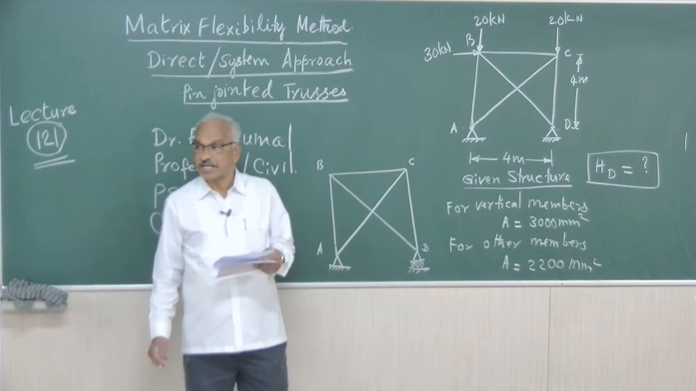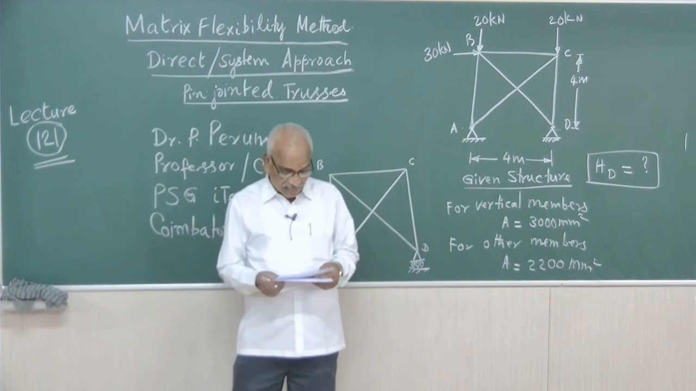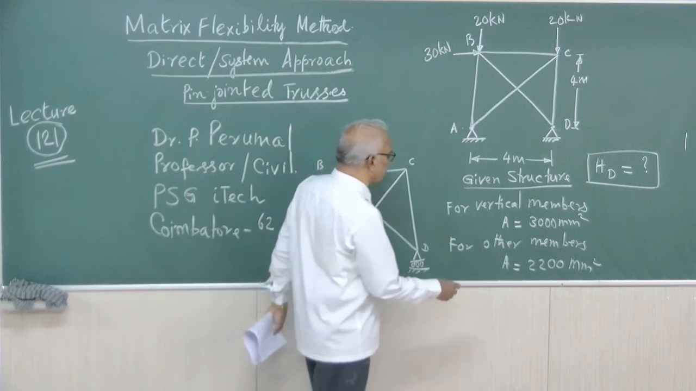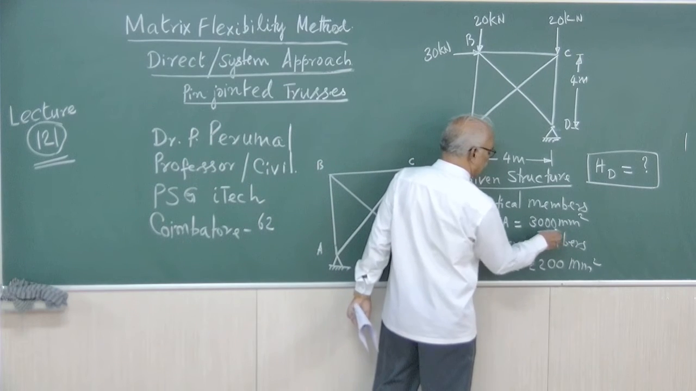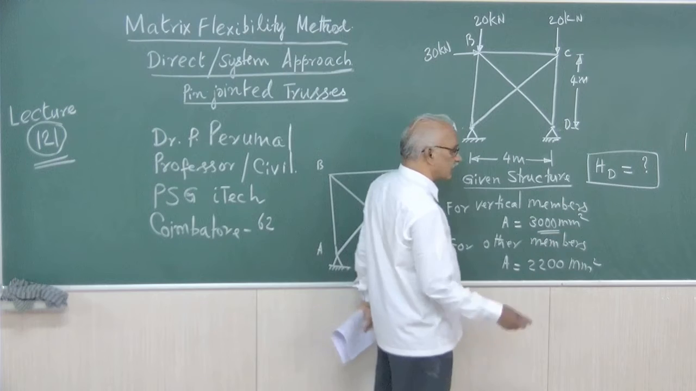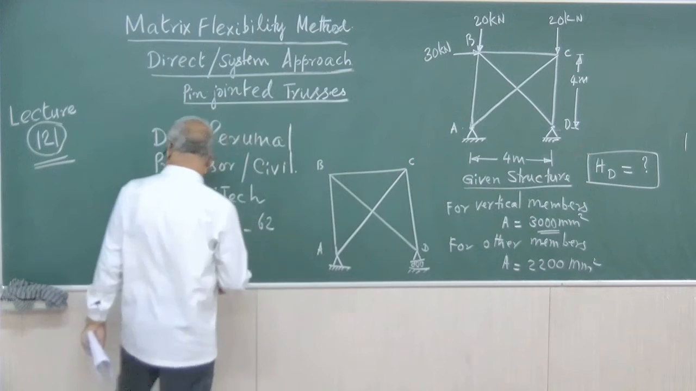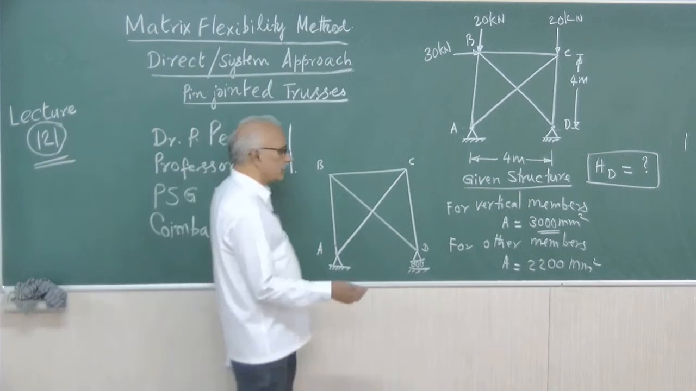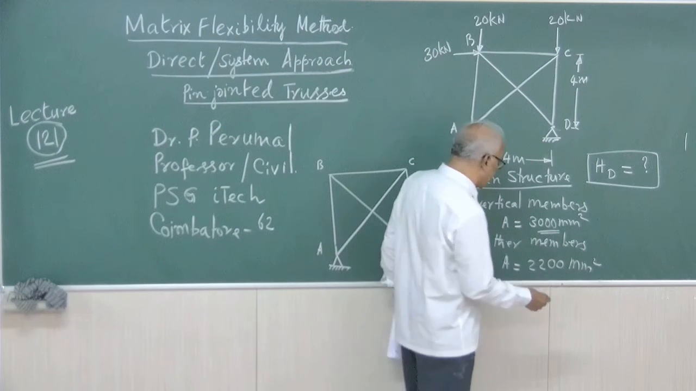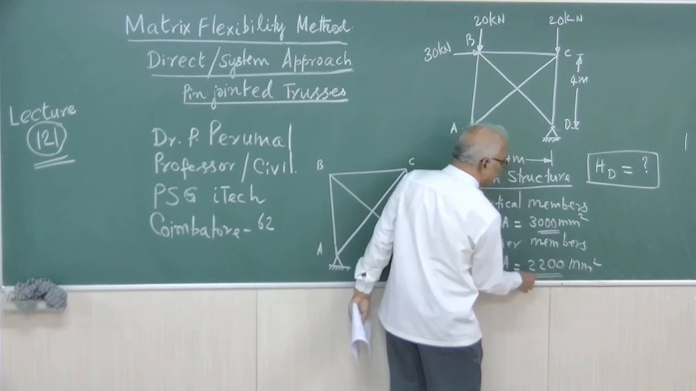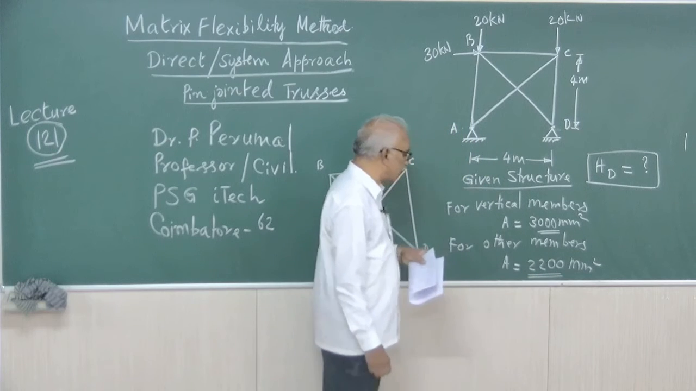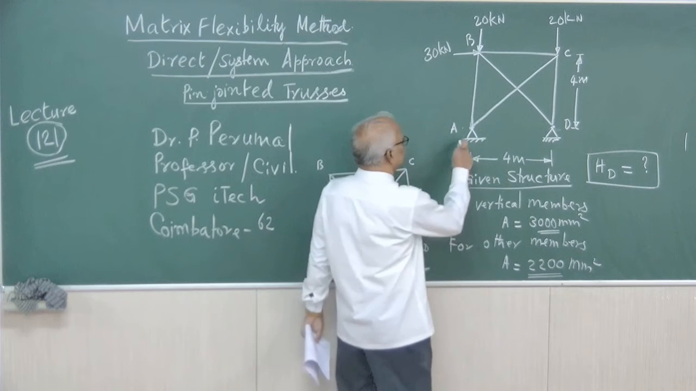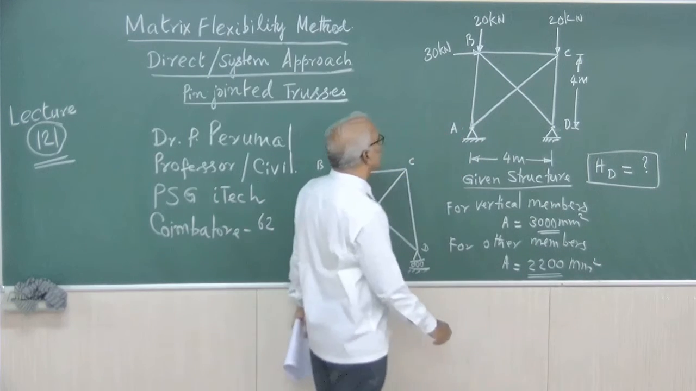The cross sectional area of the vertical members is 3000 square millimeter, and the cross sectional area of the other members is 2200 square millimeter. That is what is given in the problem, and both supports are hinged. So, this is the problem.